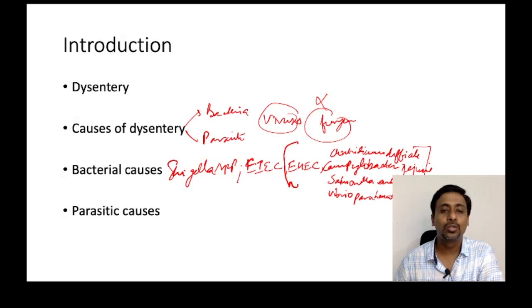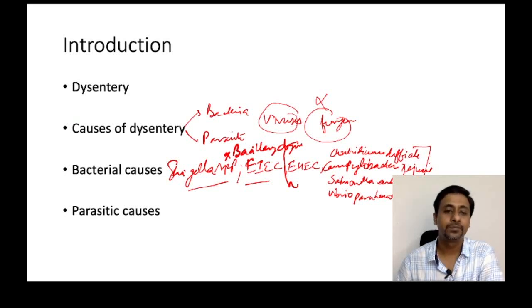And for these 2 agents, Shigella species and EIEC, the dysentery caused by them is called bacillary dysentery. So basically the term bacillary dysentery is for Shigella species, but EIEC causes a disease similar to shigellosis. That is why bacillary dysentery includes the dysentery caused by Shigella species and EIEC.